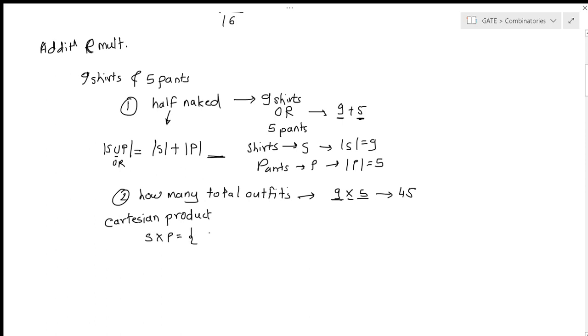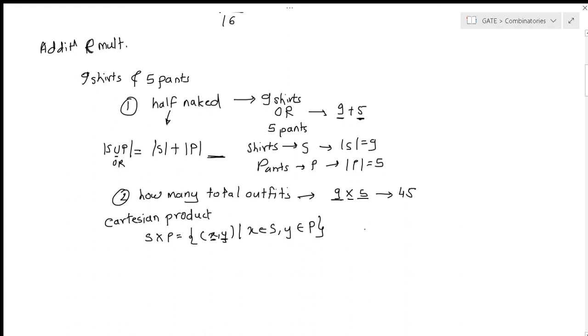It will give me x comma y pairs such that x will belong to set S and y will belong to set P. Okay, so what does this represent? X means the choice of shirt and Y means the choice of pant. And as this is a set, we already know that there can't be duplicates.